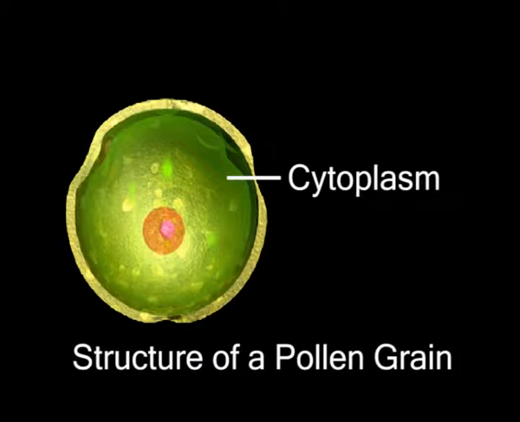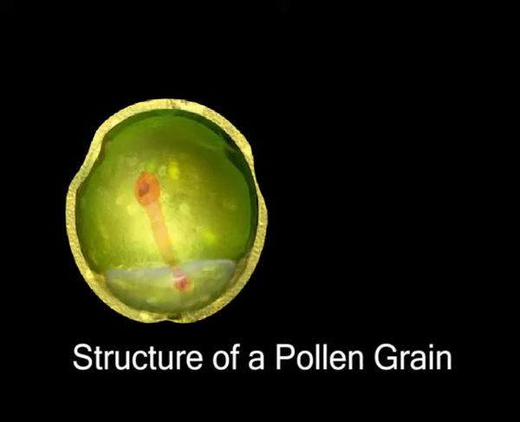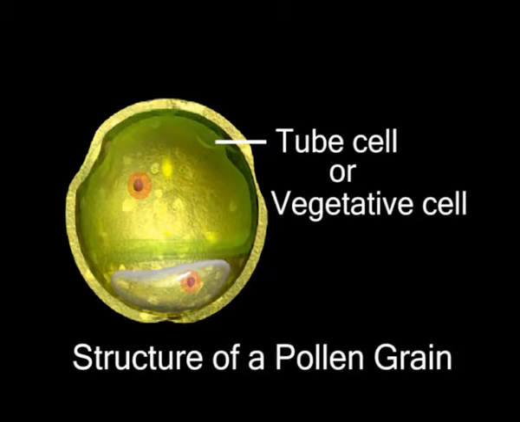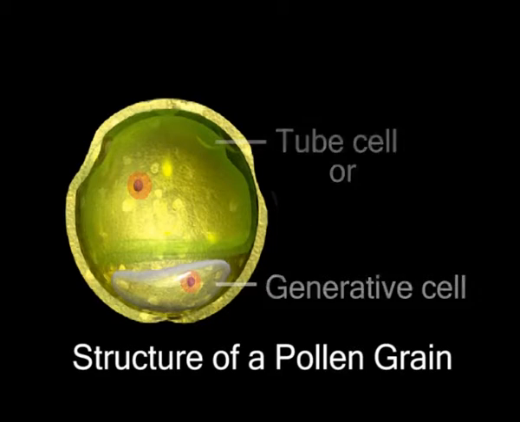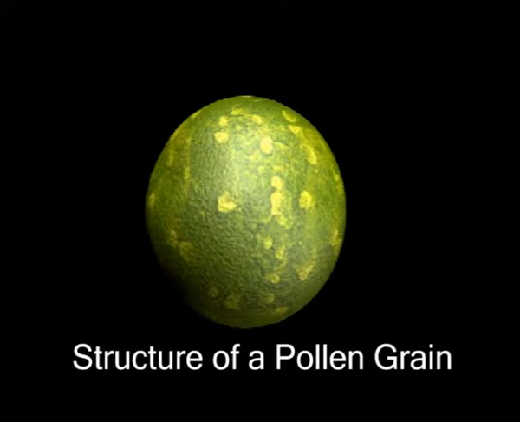In a young pollen grain, there is a centrally placed nucleus embedded in dense cytoplasm. With time, it grows and vacuoles develop. The protoplast then divides mitotically to form two unequal cells. A large cell with lots of cytoplasm is called the tube cell or vegetative cell. A smaller cell with lesser cytoplasm is called the generative cell. Nuclei of the two cells are almost of the same size. This is all about the structure of a mature pollen grain.